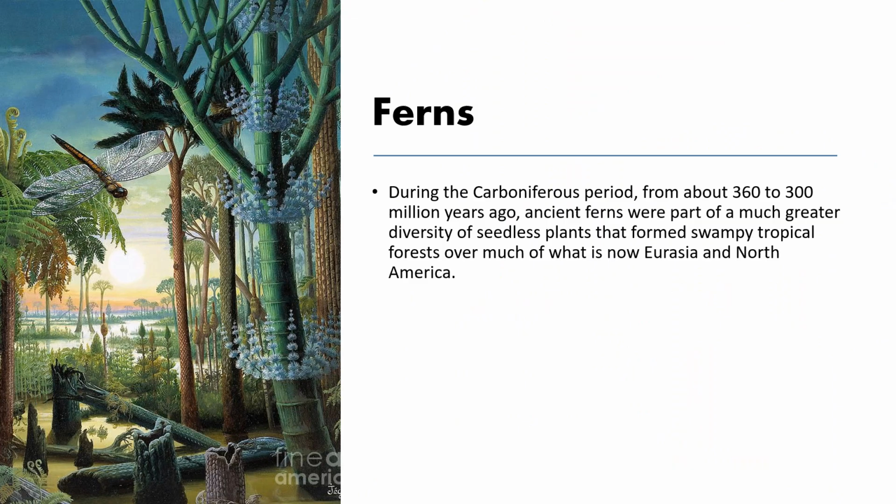If we travel back to the time of the Carboniferous period, which is 360 to 300 million years ago, the plant diversity is much different than what we see today. The dominant group is going to be these seedless vascular plants, and many of them are no longer present. They've gone extinct. There would have been lots of ferns there. Ferns are the group that stuck around and are still very common. But this group would have been the diversity of seedless vascular plants that formed a swampy tropical forest that covered most of Eurasia and North America.